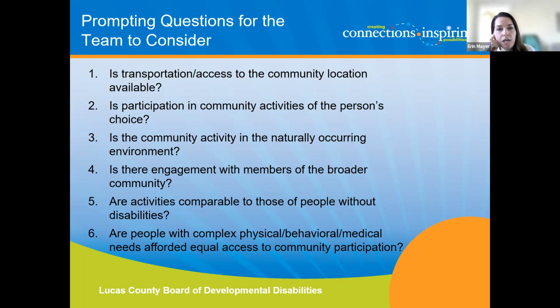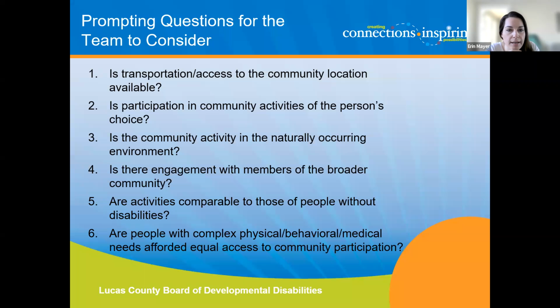Again, is the community activity naturally occurring in the environment? So we're not talking about setting up, having the metro parks come and just talk to our small group of people, or going to the zoo for an isolated activity. This is participating in programs and community businesses that are already naturally occurring, where they have the opportunity to integrate and access and have communication with the larger community members. And that also goes into number 4 and 5. So it can't just be specific to people with disabilities. It needs to be open to everybody.